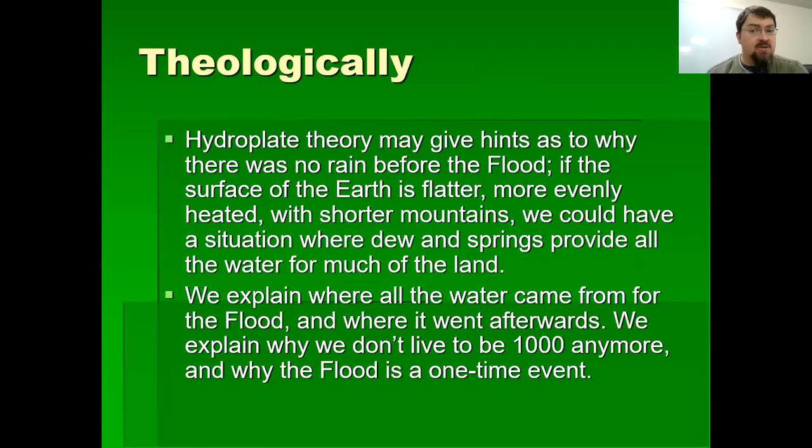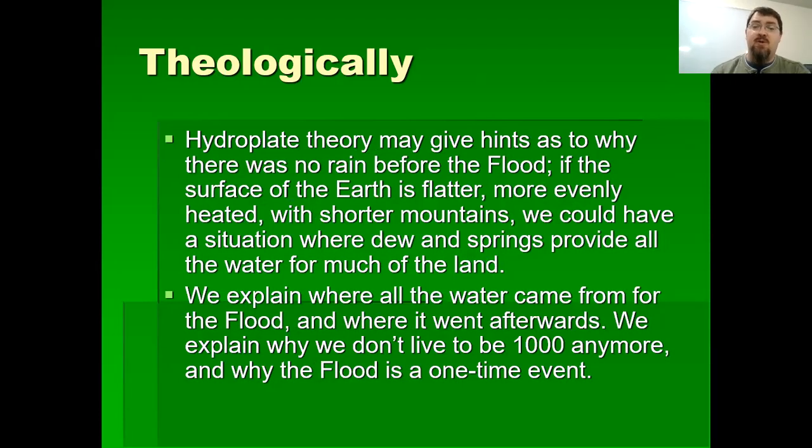Theologically, hydroplate explains why there was no rain before the flood. Now, isn't that interesting? The Bible says there was no rain before the flood. And if you know anything about physical science, you'd think, wait a minute, how could there possibly be no rain? Well, you'd have to have really short mountains and extremely well-distributed heat all over the planet, like Venus. Venus has almost the same temperature over the entire planet because the atmosphere is so thick. So if we had a similar kind of thing here, not that bad, but a much thicker atmosphere, we wouldn't have this extreme difference between the amount of heat absorbed near the equator and the amount of heat that makes it to the North and South poles, right?